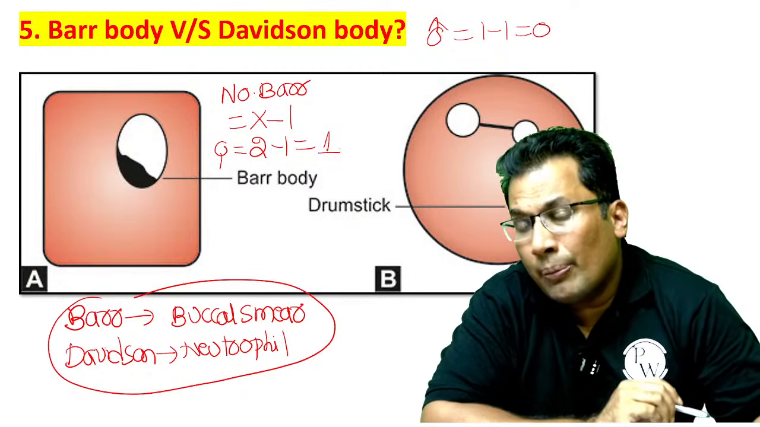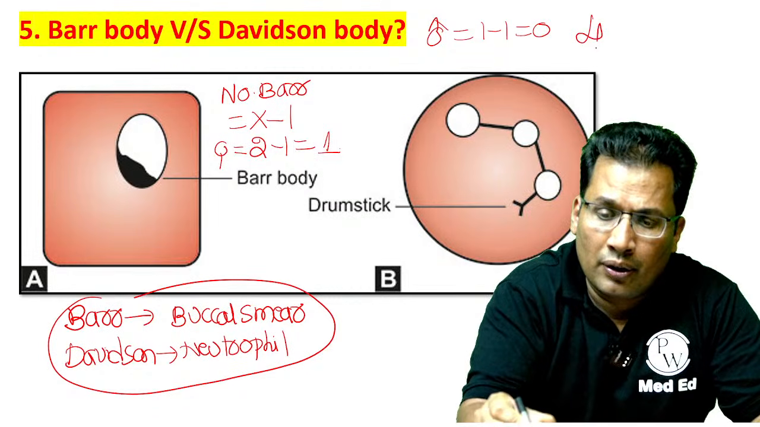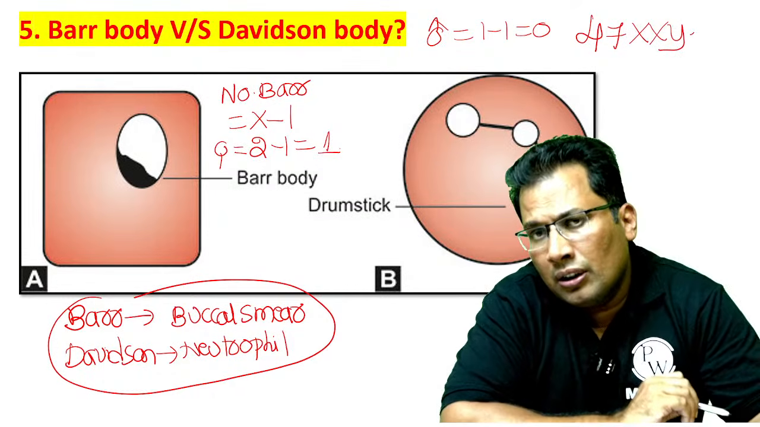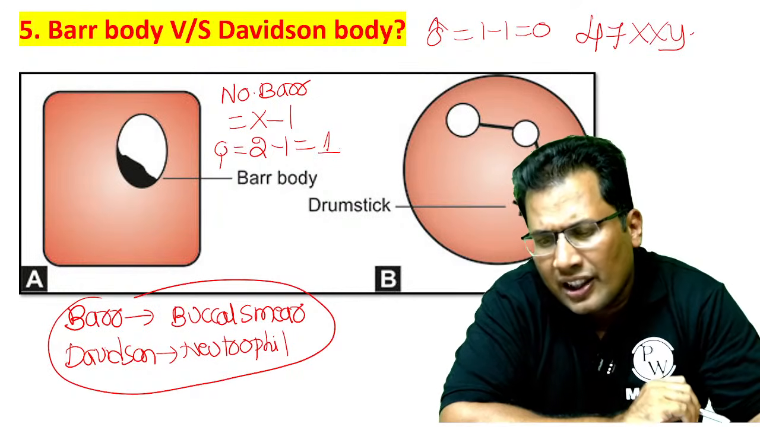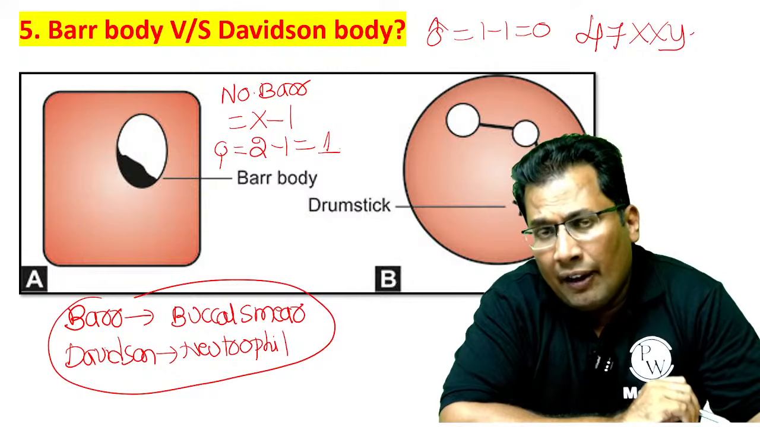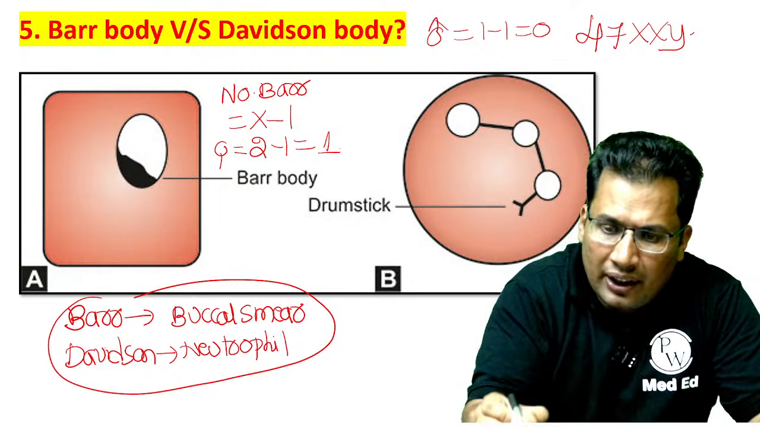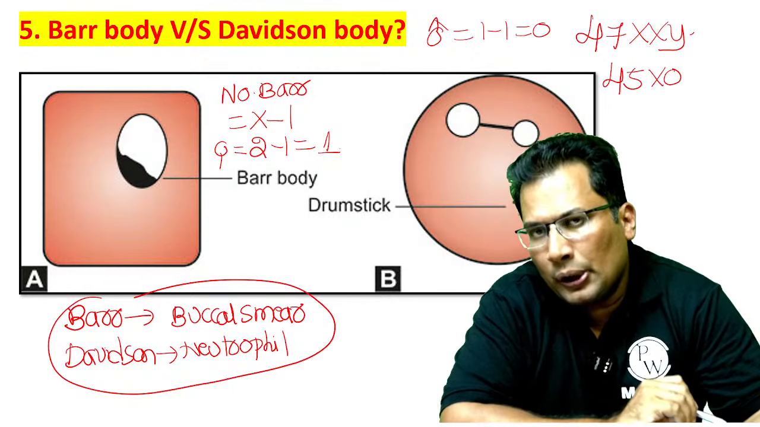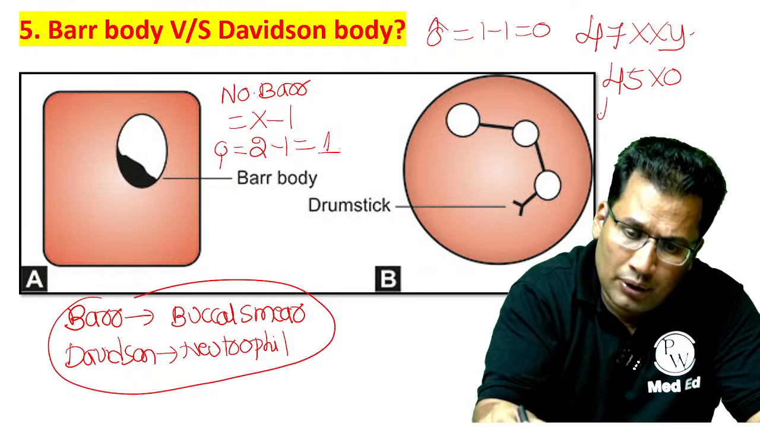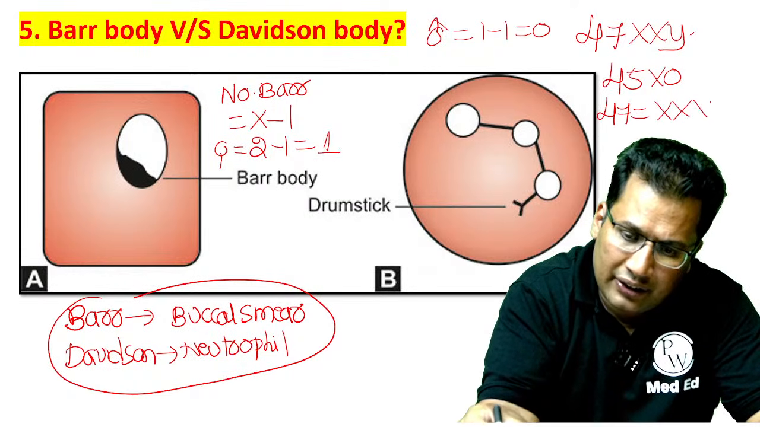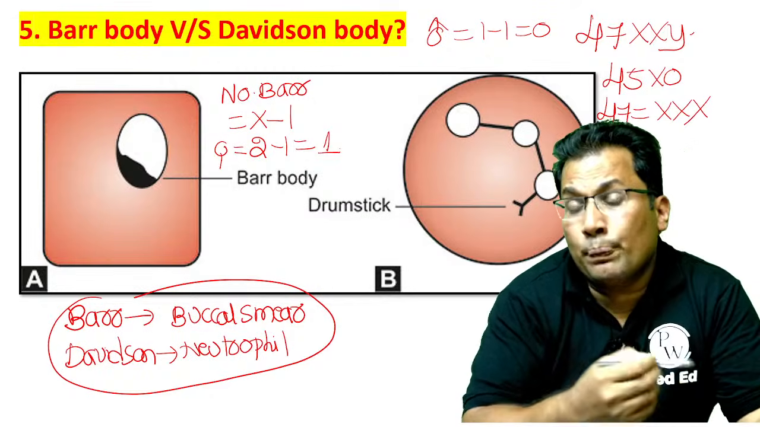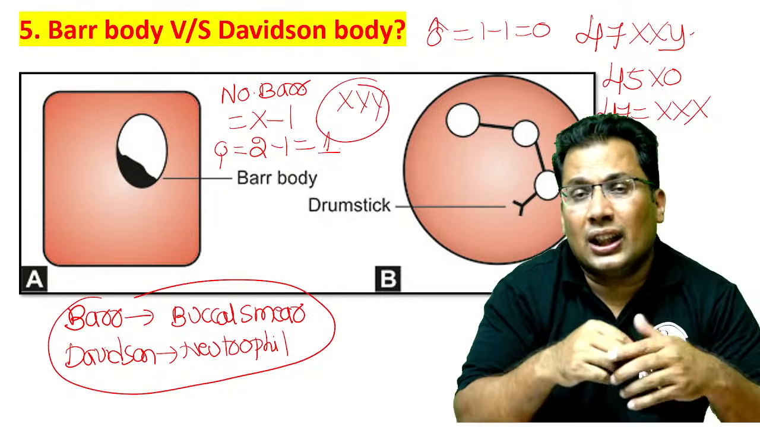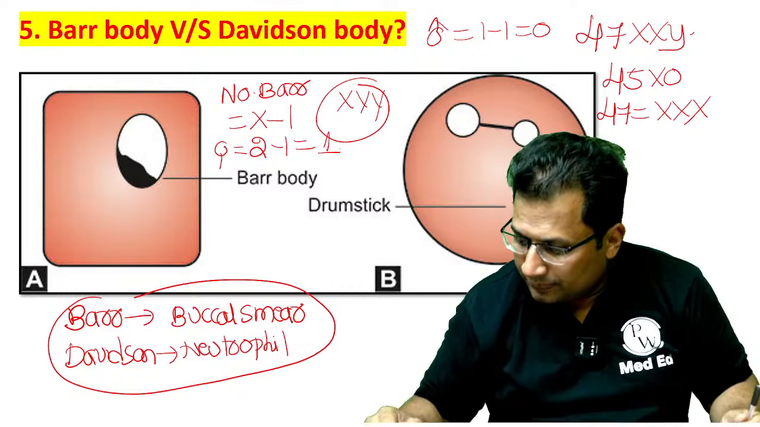Can anyone tell me number of Barr body in Klinefelter syndrome? 47 XXY. Klinefelter syndrome, male having feminine features. Or in Turner syndrome? Anyone? Number of Barr body. Or super female, 47 XXX. Or super male, XYY. Again, it depends on the number of X chromosome. Okay. Good.